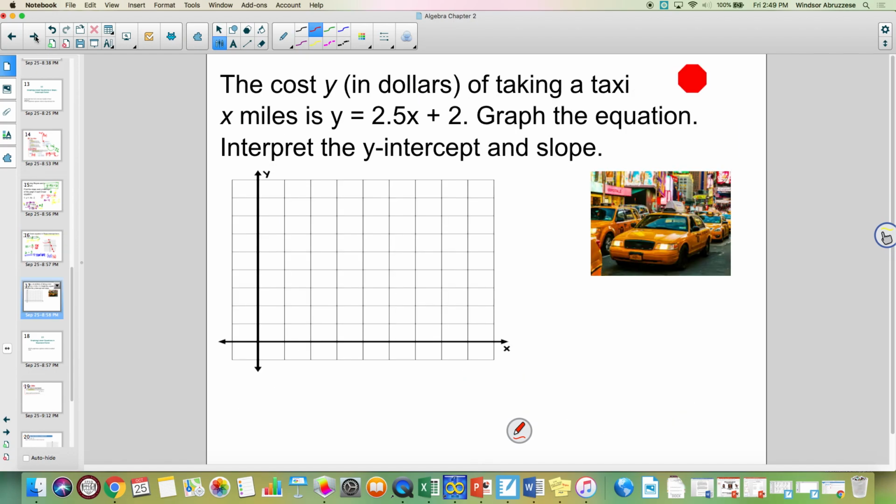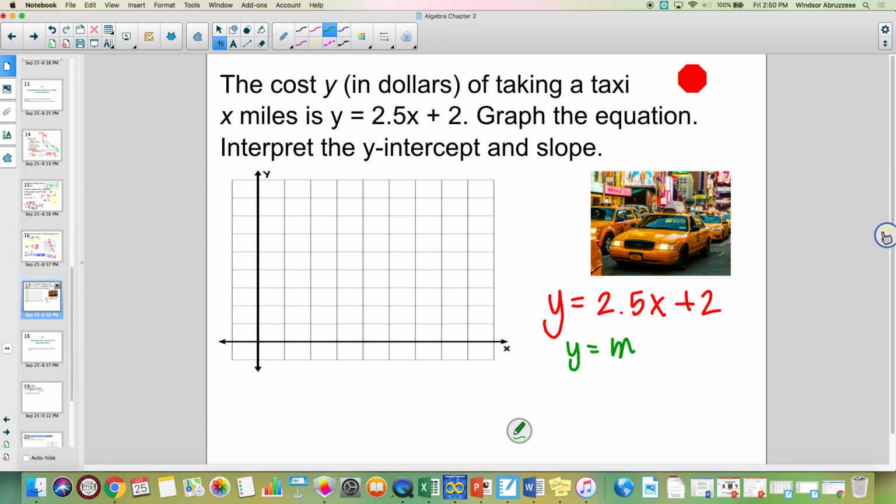The last example I'm going to do is the cost, y, in dollars, of taking a taxi, x miles, is y equals 2 5/10 x plus 2. Graph the equation and interpret the y-intercept and the slope. So we are figuring out how much my taxi is going to cost. This is what this equation is talking about. So I have y equals 2.5x plus 2.